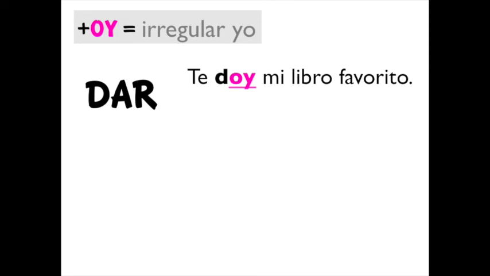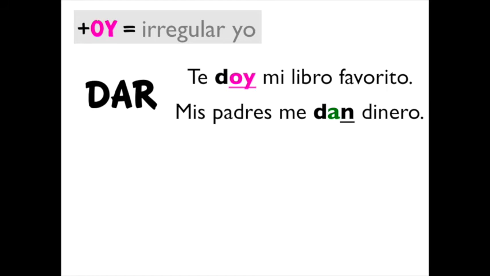The rest of the time, dar behaves just like a regular AR verb. So in the sentence, mis padres me dan dinero, we will hook the n ending onto our a sound to give us dan, they give. My parents give me money. Mis padres me dan dinero.